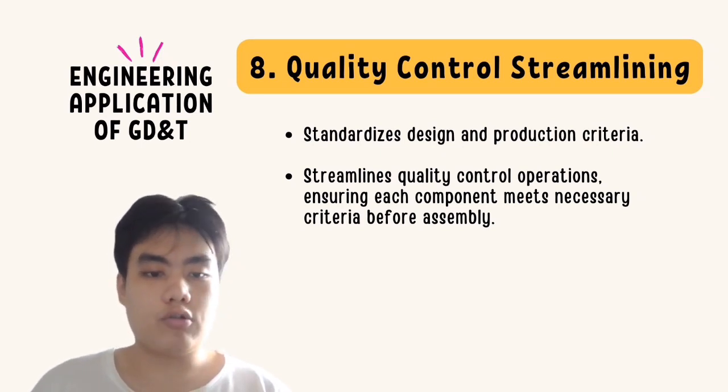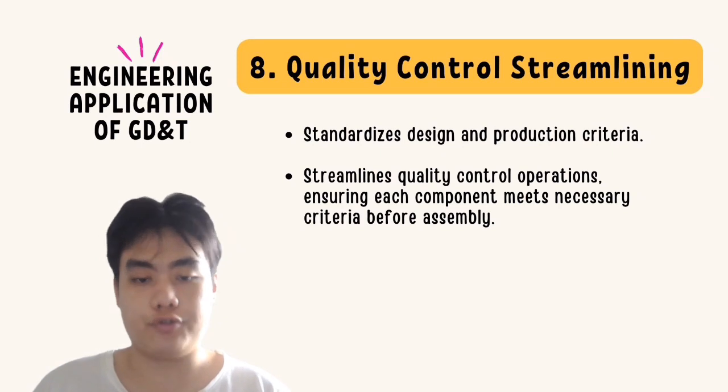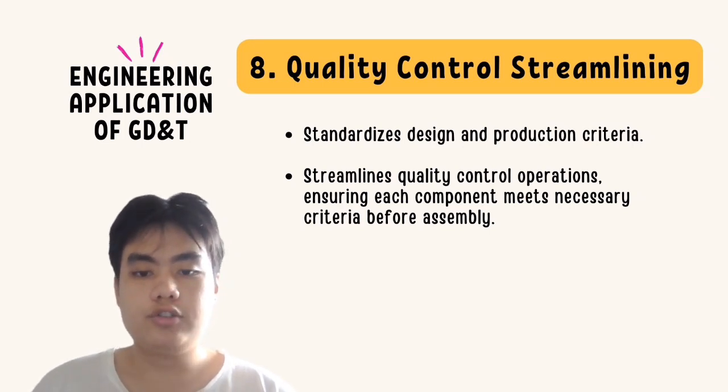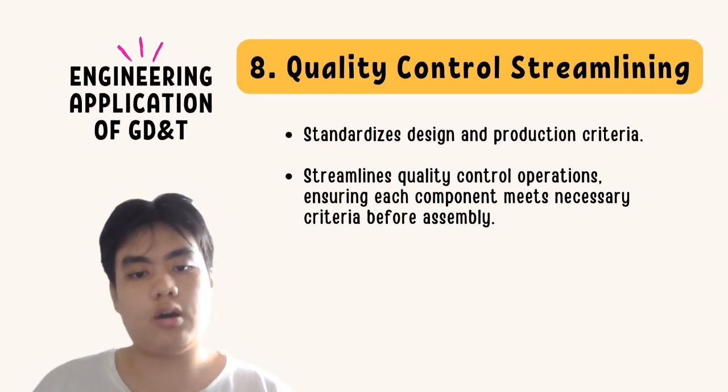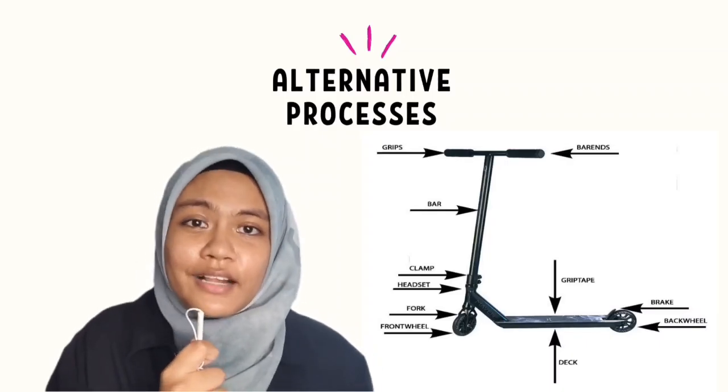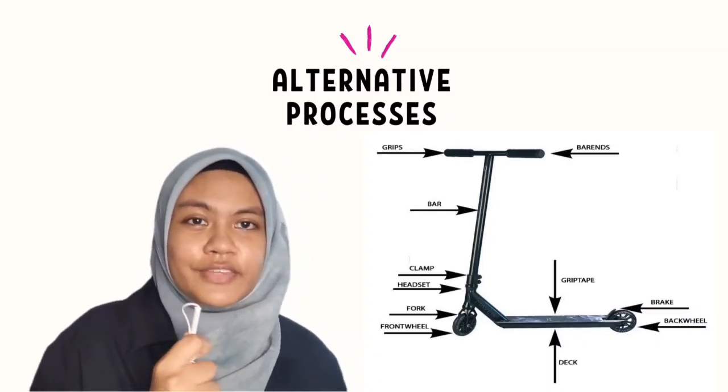In conclusion, GD&T is more than a set of rules. It's a language that speaks precision, reliability, and safety. From standardizing global manufacturing to ensuring interchangeability, safety, and quality control, GD&T is a cornerstone in modern engineering. As we continue to push the boundaries of innovation, GD&T remains our ally, ensuring that every component meets the highest standard of excellence. Now we are going to talk about the alternative processes to manufacture each part of the scooter.